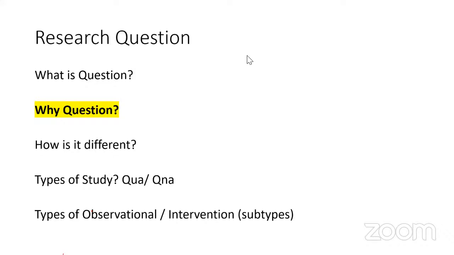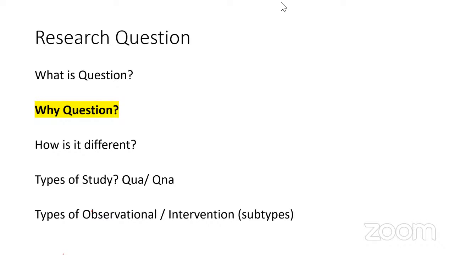Okay, so how is it different? We have seen these types of study, qualitative and quantitative. So do we have a reflection on the research question about the study types? Definitely. Our question will explain which kind of study we are expecting. If we are going for qualitative understanding, then the questions are of a different kind. For quantitative understanding, the questions are of a different kind.